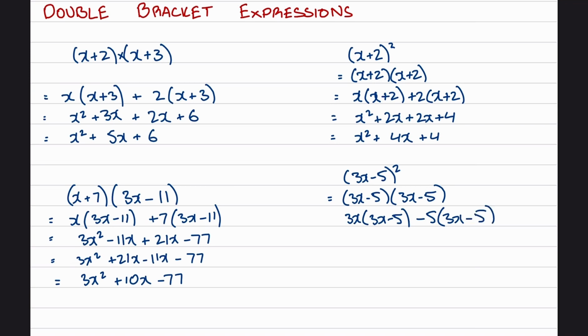So 3x times 3x is 9x squared. 3x times minus 5 is minus 15x. Minus 5 times 3x is also minus 15x. And minus 5 times minus 5 is positive 25. So here we have 9x squared minus 30x plus 25.